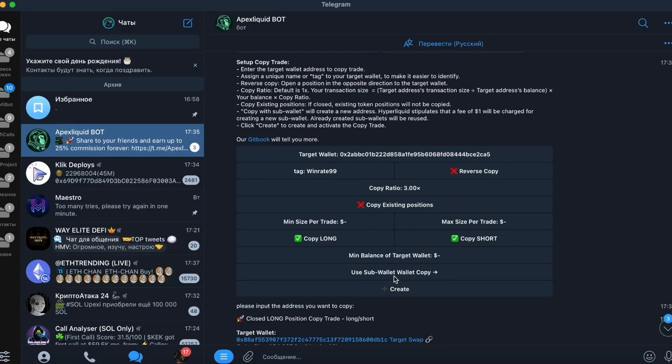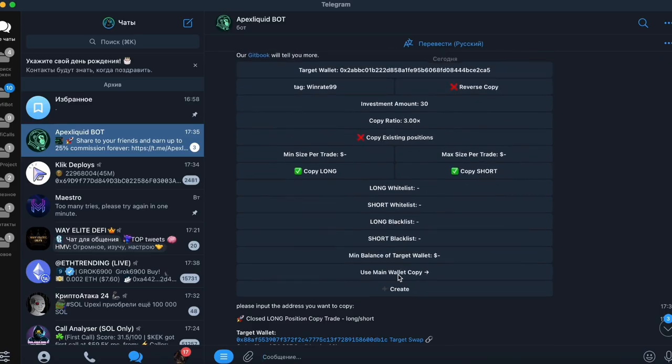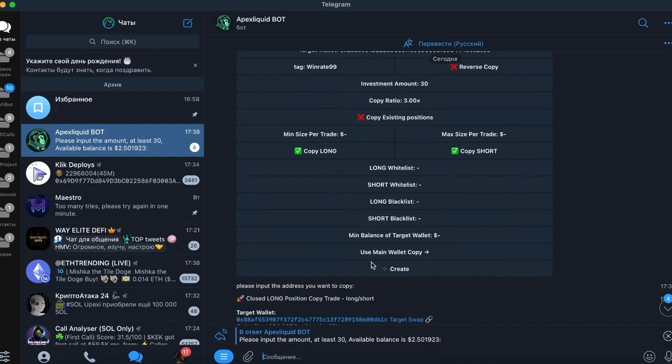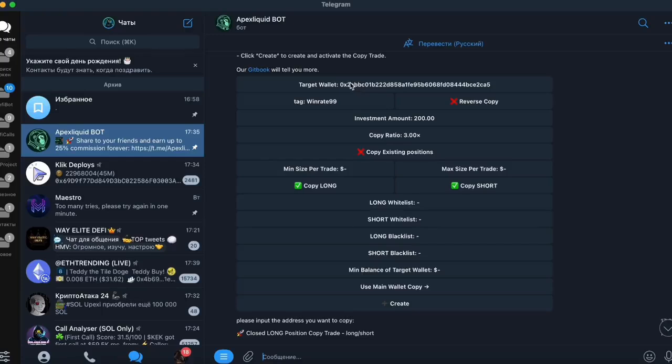And here's an important point we've come to now. Use soft wallet. When we click Use Soft Wallet, a separate wallet is created within this bot and we transfer funds to it from the main wallet. Here, the default is set to $30. Right now, I usually have $200 per wallet. So let's also enter 200 here as an example, and a separate soft wallet will be created within the bot from my main wallet and 200 bucks will be transferred to it. That is, for this target wallet that I set for copy trading, a separate amount will be used.